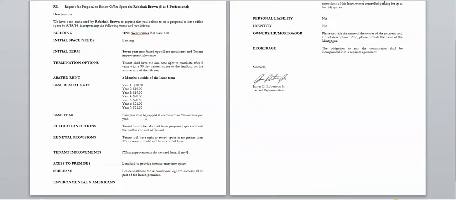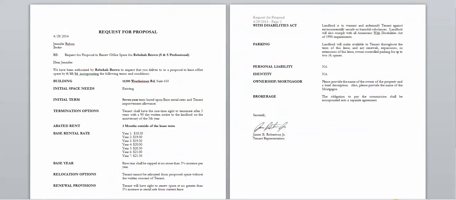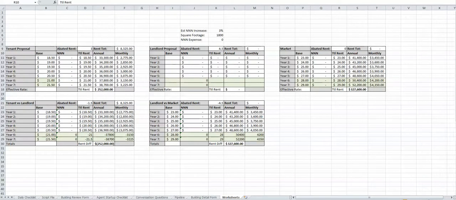As far as your base year, we want to cap your additional rent expenses so they're no more than 5% a year. The renewal provisions, that's pretty standard. Could you please fill out any tenant improvements that you'd like to have? This is a great place and a great time to really get into that. Now, let me pull out the spreadsheet here.